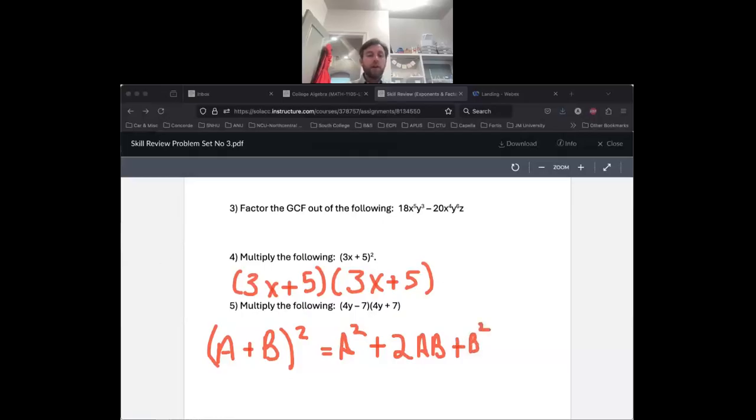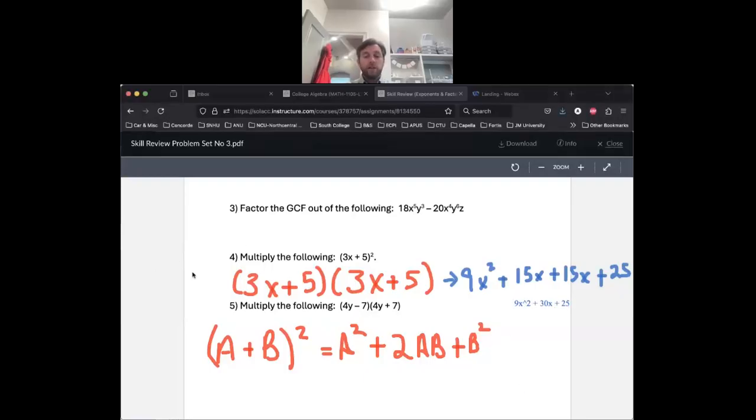So let's go back up here, let's do FOIL. What do we get? 9x squared plus what? 15x plus another 15x, and now we're in the inner. And then plus 25. So giving us, I'll type this now. My handwriting is getting pretty terrible. 9x squared plus 30x plus 25.